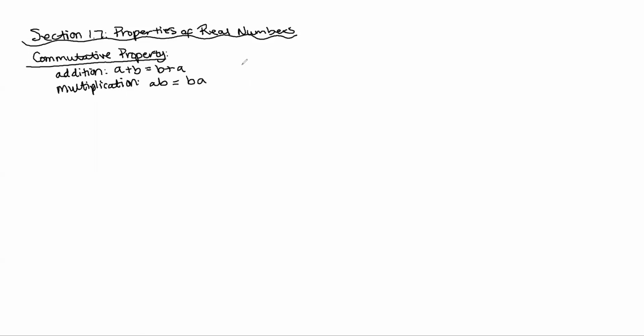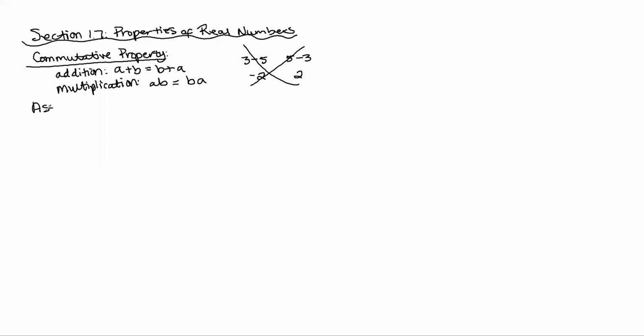Think 3 times 5 is the same thing as 5 times 3. But if we had this for subtraction, let's say we have 3 minus 5 and 5 minus 3. 5 minus 3 is going to give us 2, but 3 minus 5, because this 5 is the larger number and it's negative, gives us a negative 2. So this does not hold for subtraction.